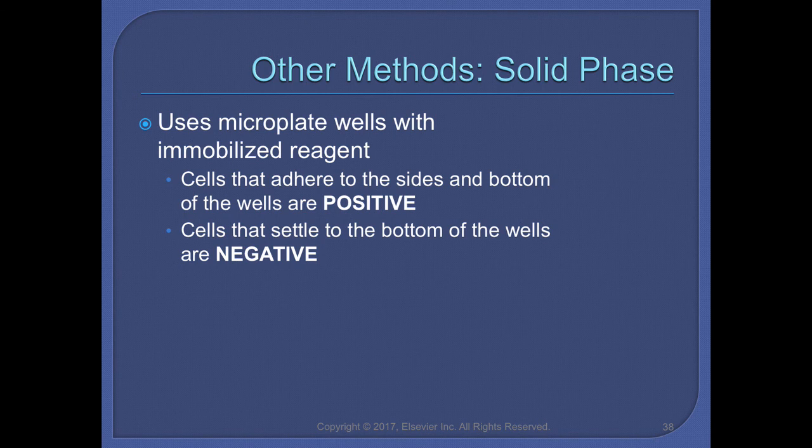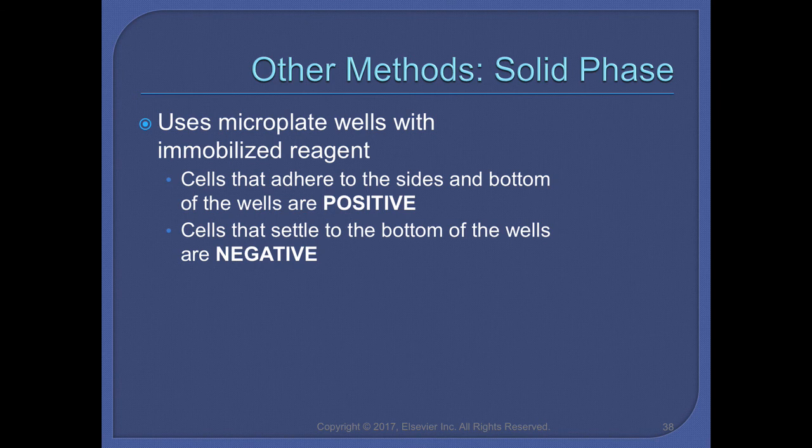So this is a little bit different than the microplate testing method, and obviously from the gel and tube method. The positive and negative reactions are interpreted a little bit differently. Cells that adhere to the sides and the bottom of the wells are positive, and cells that settle at the bottom of the well are negative. And you can do this in a direct manner, or you can do it in an indirect manner.